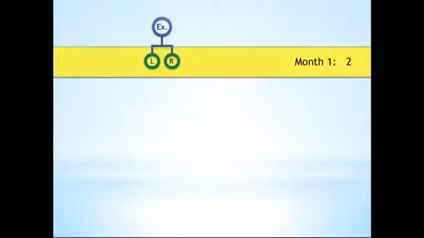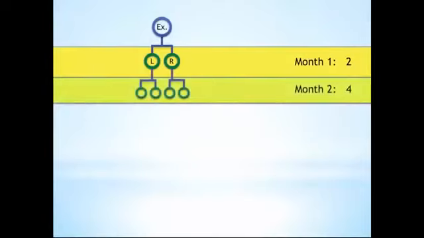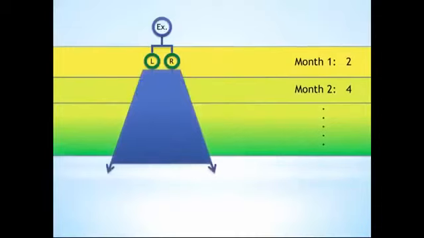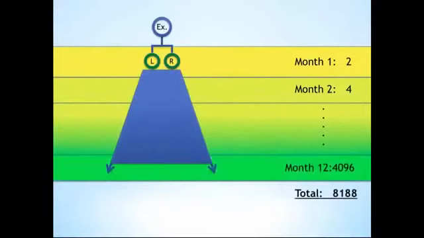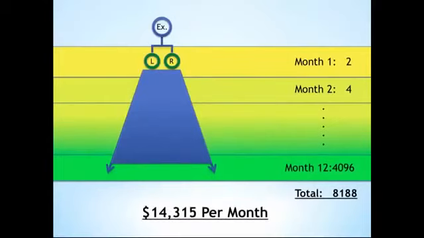Let's say you become an executive, and the following month each of your 2 people get 2 distributors to become executives themselves, and then each new person in the group becomes an executive the month after they came in. At the end of just 1 year, you'd have an organization with over 8,100 people that would be generating $14,315 a month.